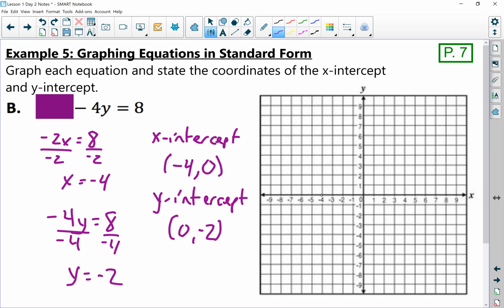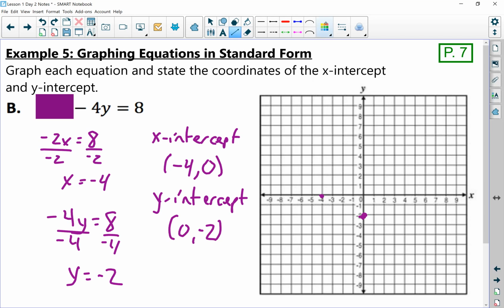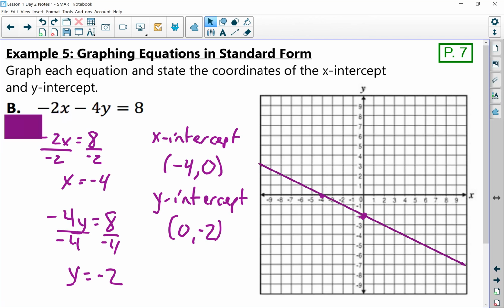Graph those points. Negative 4, 0, and 0, negative 2. And there's our equation, and the graph of our line.